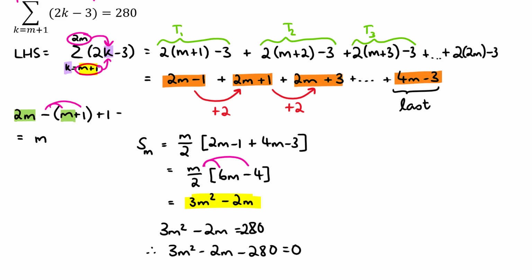And for that, we can just go and use the quadratic formula, where our a value is 3, our b value is negative 2, and our c value is negative 280. And we get then that m is equal to 10, or m is equal to negative 28 over 3, which is obviously not applicable because m would have to be a whole number or a natural number. And so we've worked out then that our m value is equal to 10.